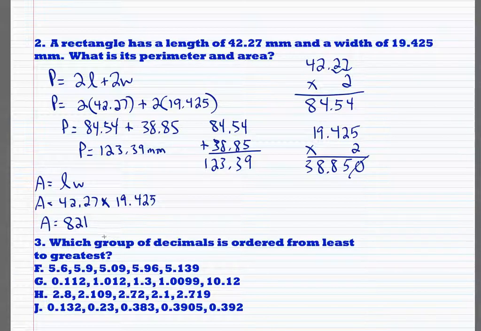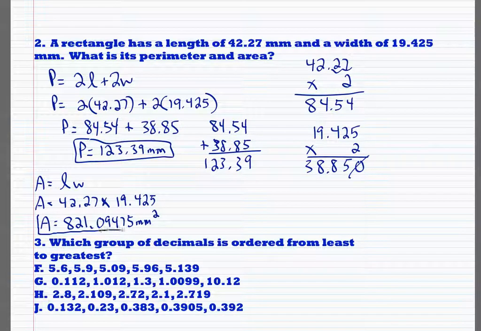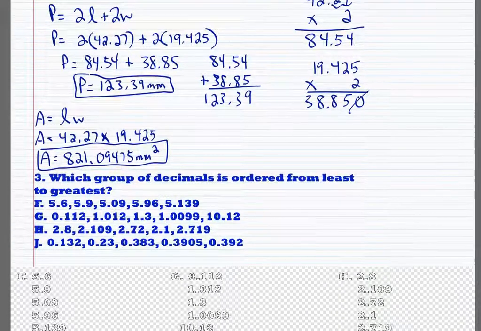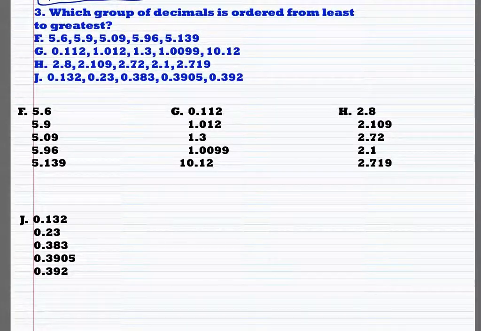821 and 9,475 hundred thousandths of a millimeter squared. Alright? So again, here's our perimeter, and here is our area. Now soon, within the next few days, we're going to be doing all that with paper and pencil. No calculators. Alright, which group of decimals is ordered from least to greatest?